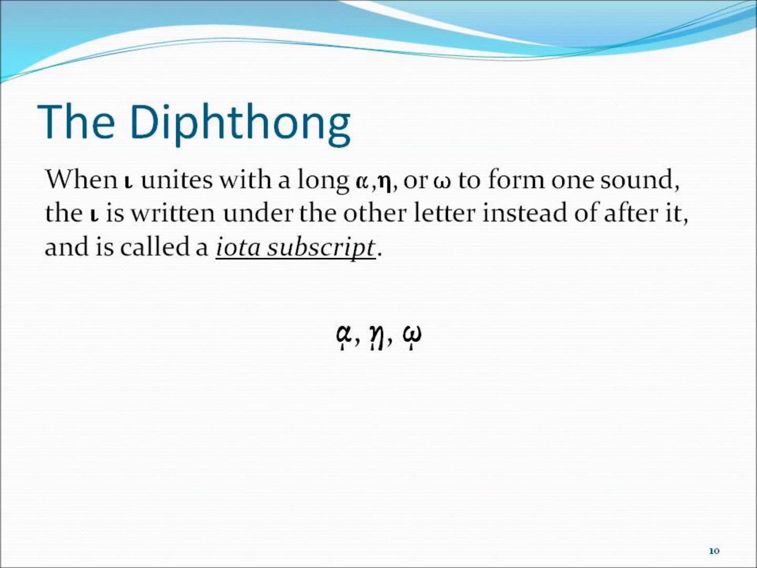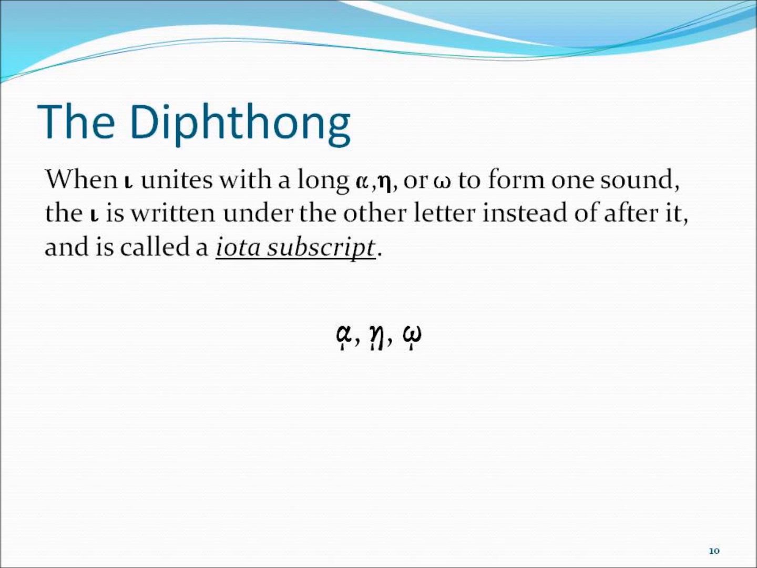If you've been looking at your Greek New Testament lately, you'll notice underneath certain vowels there's a little tiny mark. If you look closely at it, it looks a lot like an iota. When an iota unites with a long alpha, or eta, or omega to form one sound, this iota is written underneath the other letter instead of after it. This is called an iota subscript.